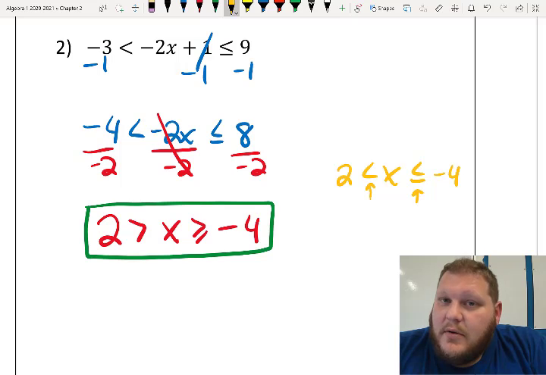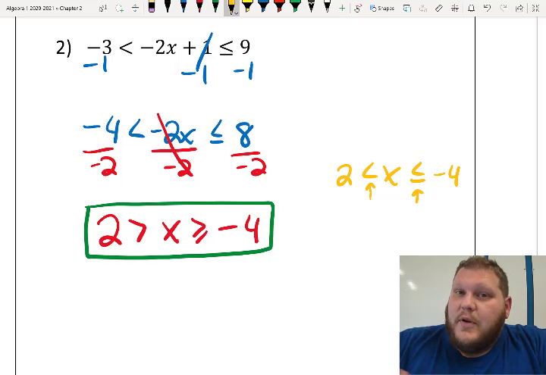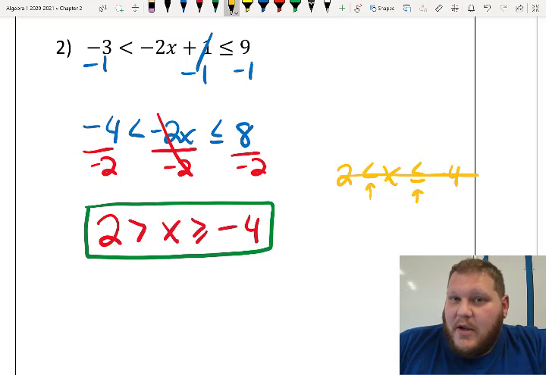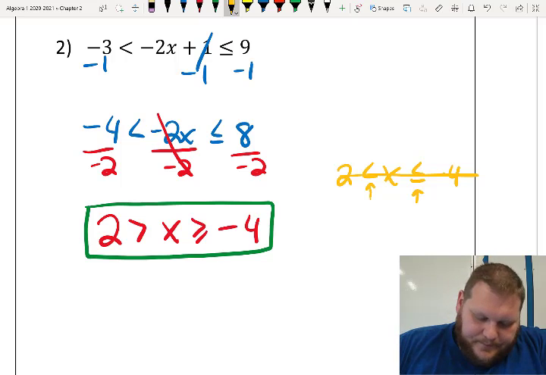I can't be between negative 4 and positive 2 while being bigger than 2 but smaller than negative 4. So that should tell you, if you did that and you forgot to do that inequality flip, that should remind you that this is not possible because it can't be bigger than 2 but smaller than negative 4. So you have to flip the inequality.